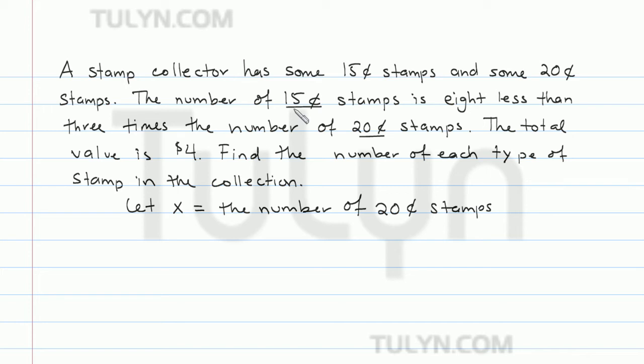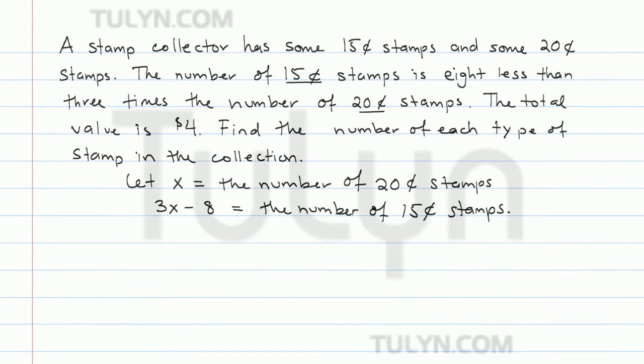So then the number of 15-cent stamps is 8 less than 3 times the number of 20-cent stamps. If you take 3 times the number of 20-cent stamps and then take away 8, that's going to give us the number of 15-cent stamps. Notice if you had let x be the number of 15-cent stamps, you wouldn't be able to find a formula for the number of 20-cent stamps.